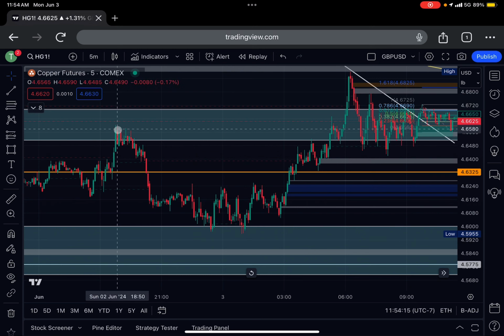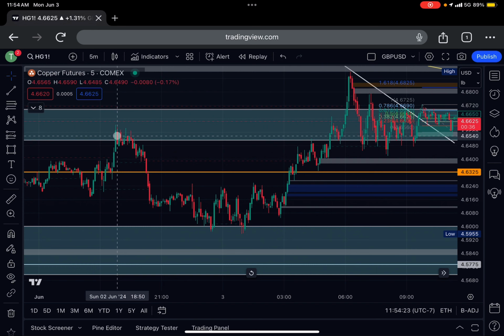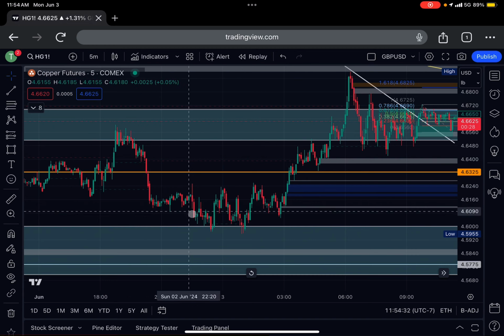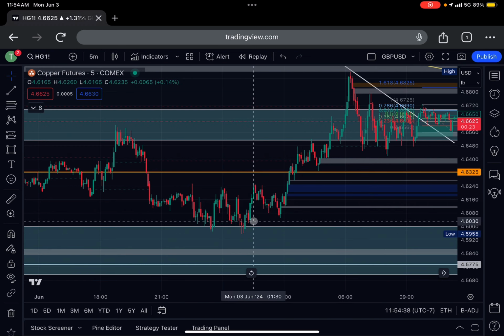Except for this point, I did take it really early. I'm glad I did though, and it just kept going. As you see, I took it here, and it did come a little bit into my entry, but it still kept going and going. It was good. I liked what I saw.